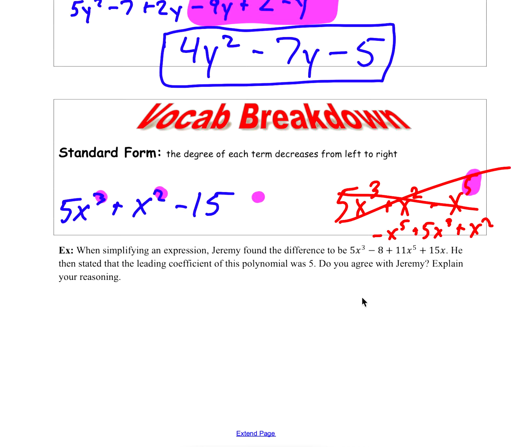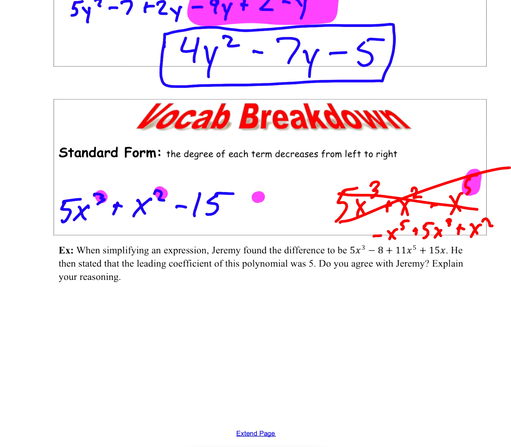So I want you guys to read this example and take a minute or two, explain your reasoning. Do you agree with Jeremy? Make sure you explain in complete sentences or one sentence. So it says Jeremy finds the difference. He's simplifying an expression. He finds this to be the difference. And he states that the leading coefficient is 5, because that's the first coefficient stated right there. Do you agree with Jeremy?